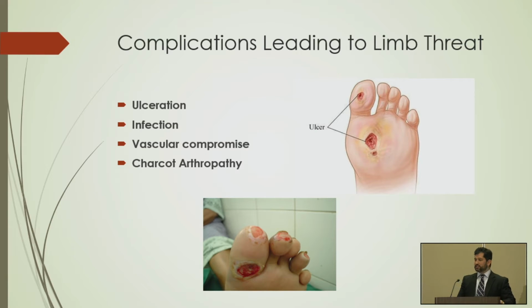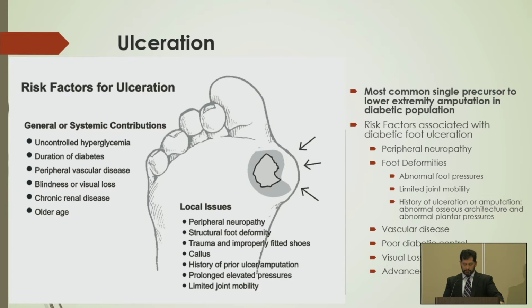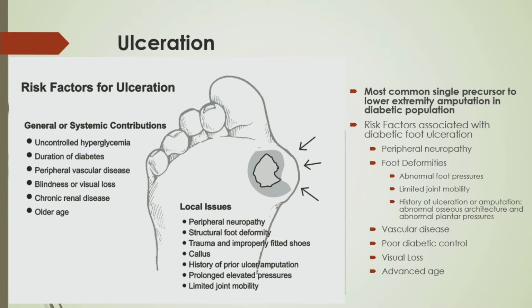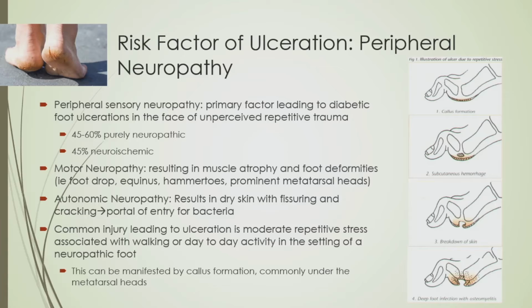Now, complications leading to limb threat. We'll discuss the 4 main ones: ulcerations, infections, vascular compromise, and Charcot arthropathy. Ulcerations are the most common single precursor to lower extremity amputations in the diabetic population, with peripheral neuropathy, foot deformities, vascular disease, poor diabetic control, visual loss, and advanced age associated with greater cause of diabetic foot ulcers.